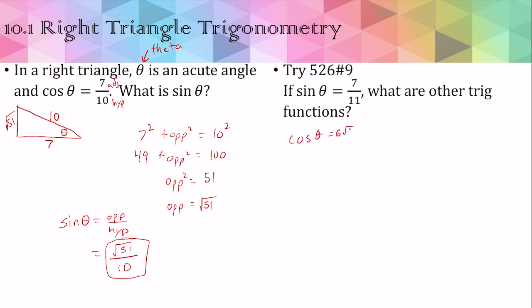cosine is 6 square root of 2 over 11. Tangent is 7 square root of 2 over 12. Cosecant is 11 over 7. Secant is 11 square root of 2 over 12. And cotangent is 6 square root of 2 over 7.